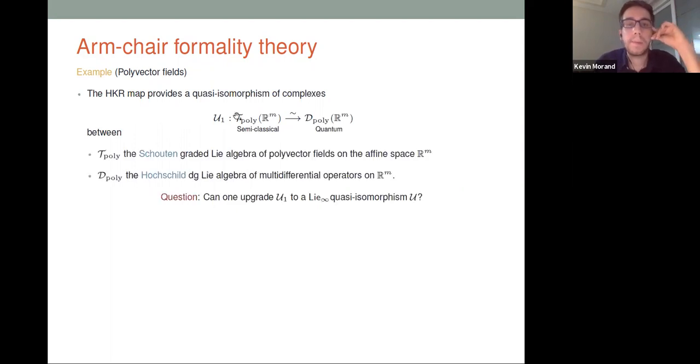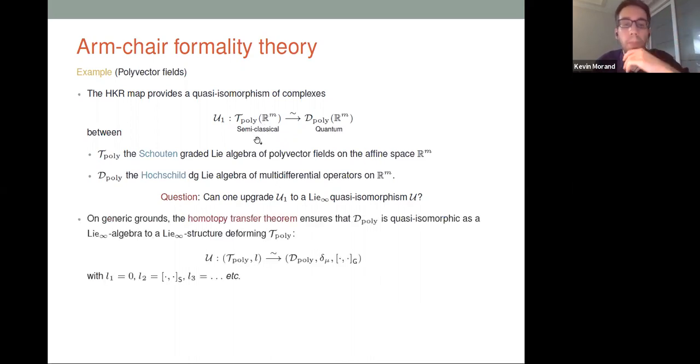And the question we are facing when we address formality is, can we upgrade this U1 to a full Lie infinity quasi-isomorphism? This doesn't know about the bracket, so we also want to preserve the bracket. So can we upgrade this to a Lie infinity quasi-isomorphism?